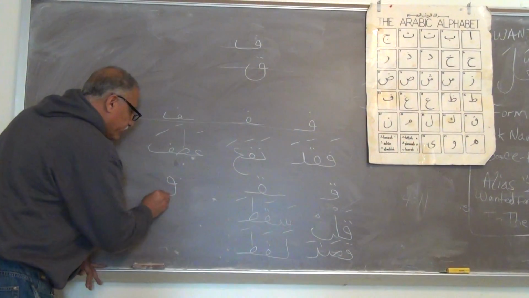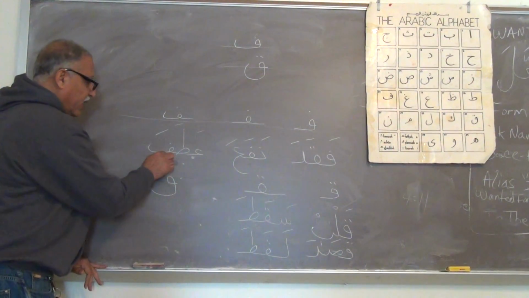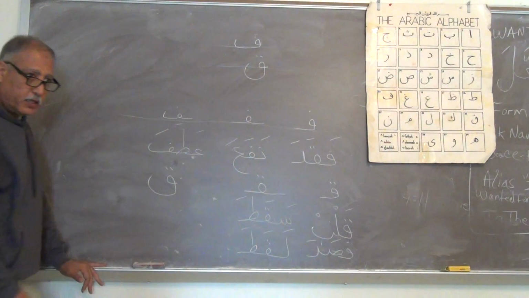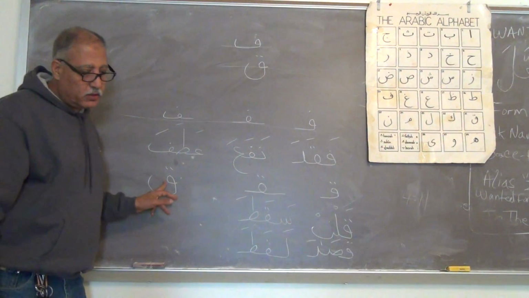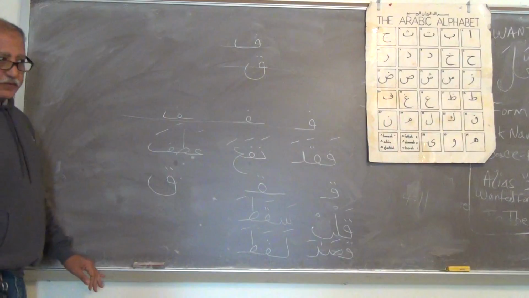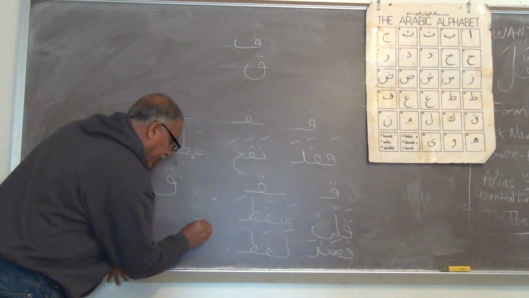Then we have حرف القاف at the end of the word, and this is where we're going to see a big difference between it and حرف الفاء. You see حرف الفاء is on the line, and this is going under the line. So always حرف القاف is going to go under the line. And the very common word for that: خلق.